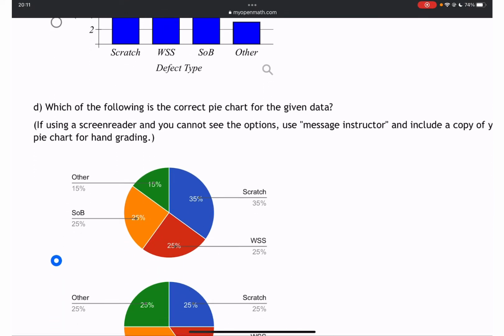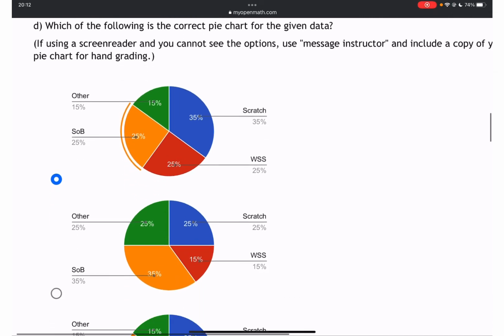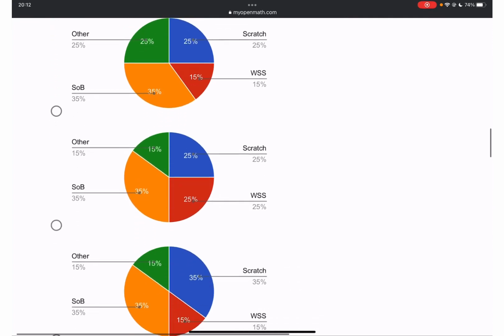So scratch in this case is 35 here, and then what do we have here? WSS is 25, that's right. SOB is also 25 and 15. Well, I picked the right one.